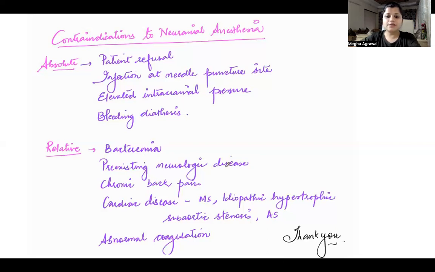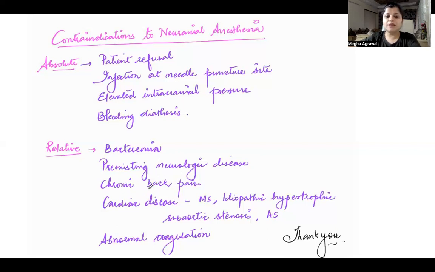Pre-existing neurological disease like multiple sclerosis. In this disease, the patient experiences remissions and exacerbations due to demyelination of peripheral nerves. And local anesthetic toxicity also causes the same histopathology, that is demyelination of peripheral nerves. So it can be due to the disease, but the patient will say that it is because of your drug. So we won't be able to know the real reason. So we have to be cautious.